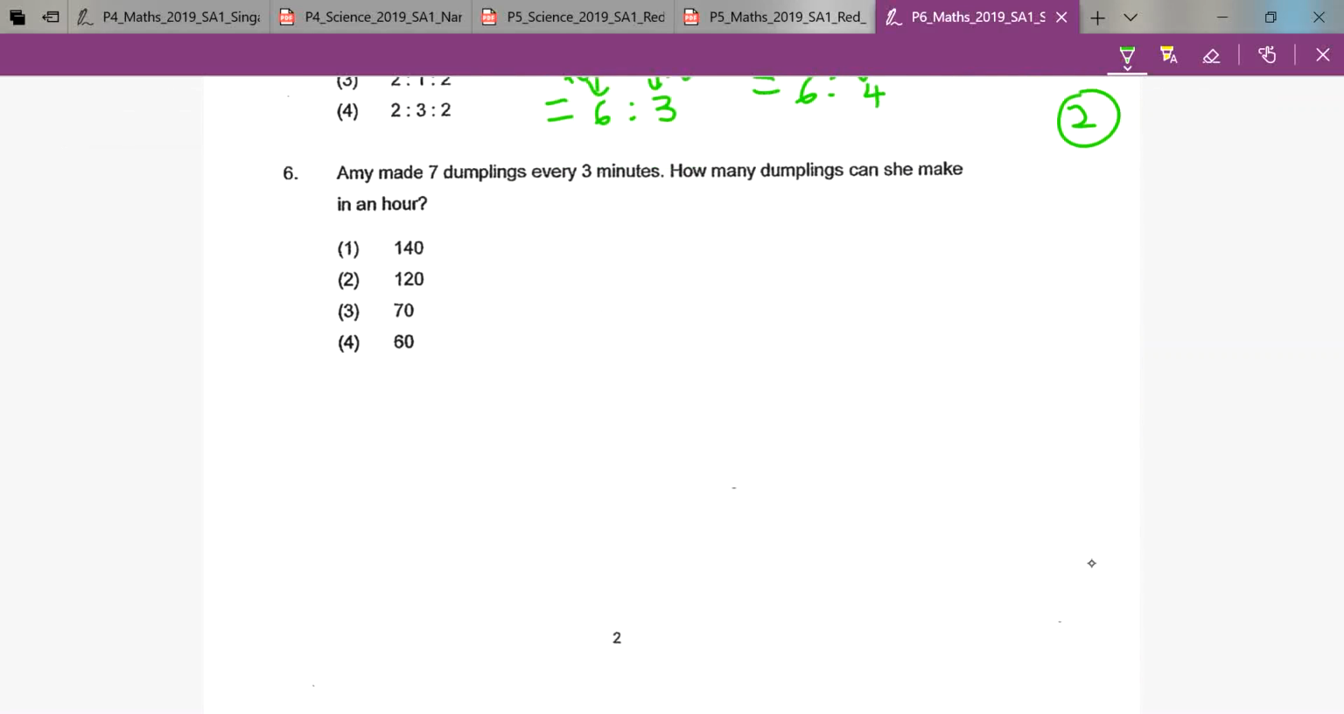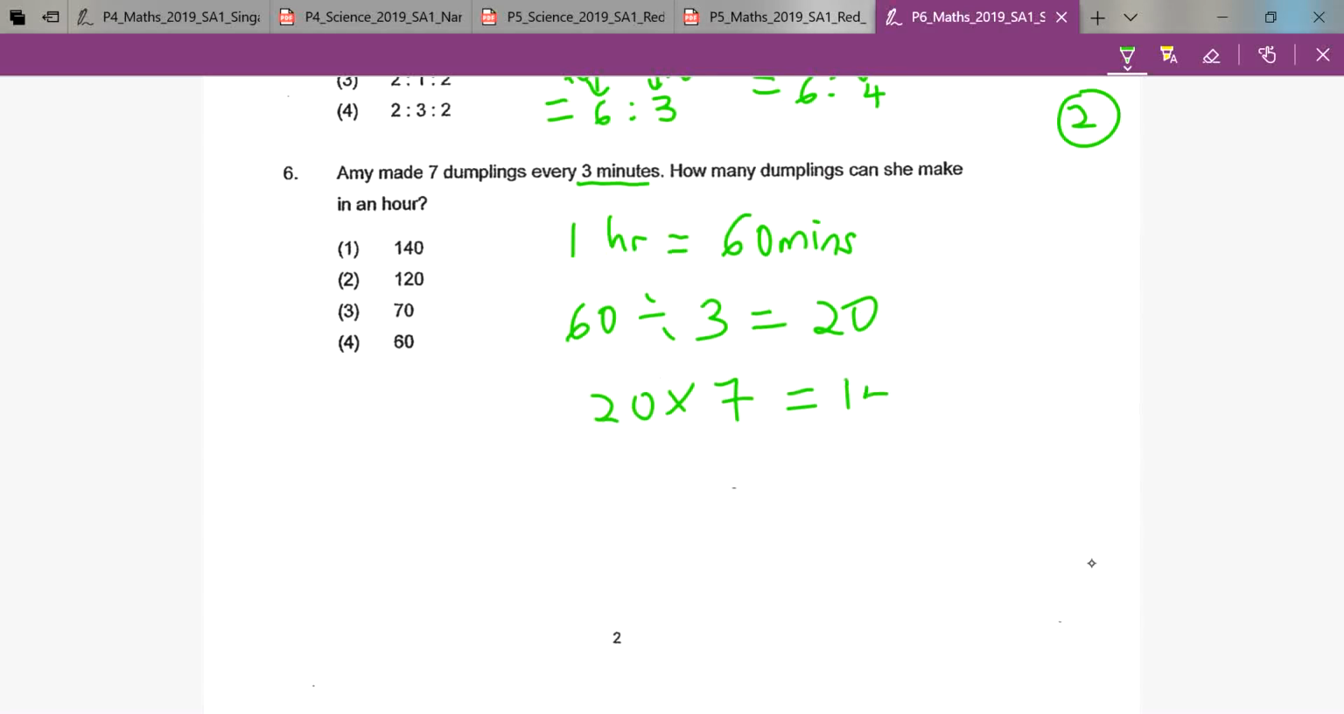Amy made 7 dumplings every 3 minutes. How many dumplings can she make in an hour? So 1 hour is 60 minutes. So how many 3 minutes are there in 1 hour? That would be 60 divided by 3, and that is 20. So there are 20 lots of 3 minutes in an hour. So you can use 20 times 7 and you will get 140. Option 1.